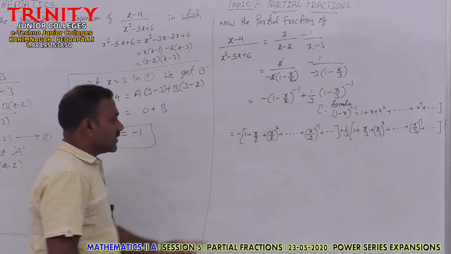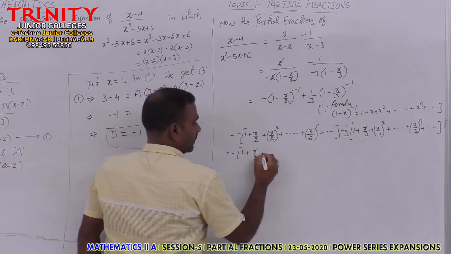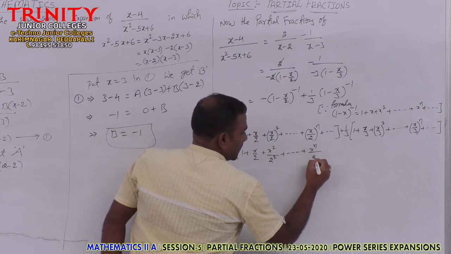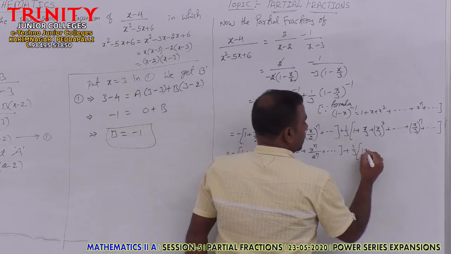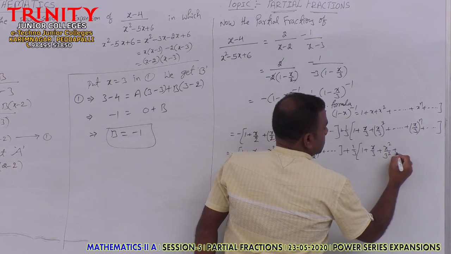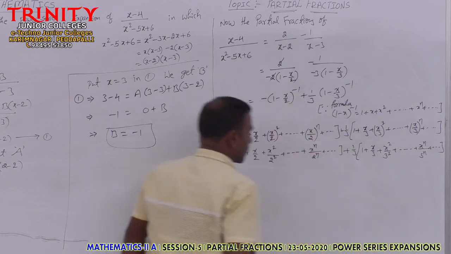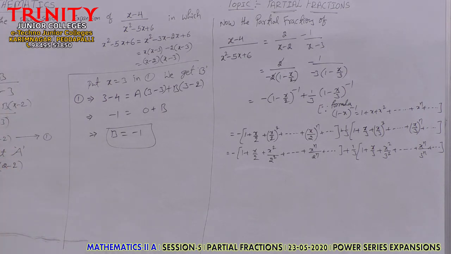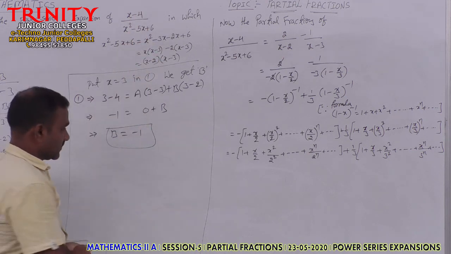Now in this we have to write the coefficients of x power n. Minus of 1 plus x by 2, this becomes x square by 2 square, and this is x power n by 2 to the power of n plus so on, plus 1 by 3 of 1 plus x by 3 plus x square by 3 square, so on, plus x power n by 3 to the power of n plus so on. Now we can write the coefficient of x power n in this expansion of x minus 4 by x square minus 5x plus 6.